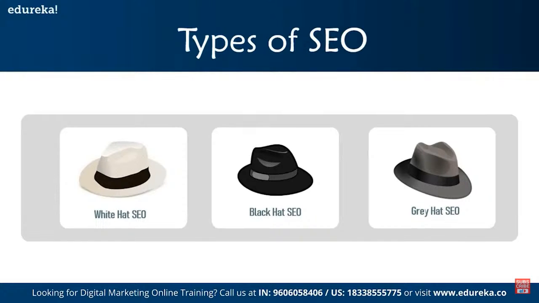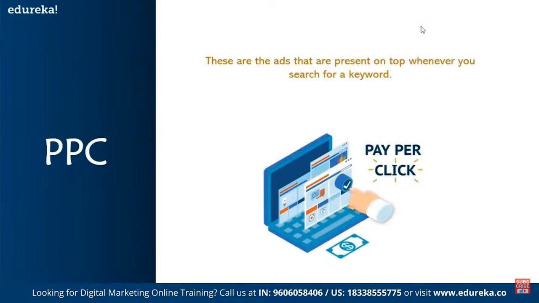So that brings us back to the introduction on SEO. Let us look at PPC or pay per click. Now, pay per click, these are ads that are present on top whenever you search for a keyword. As the name says, it stands for pay per click, and an advertiser or marketer pays when a user or a visitor clicks on the ad. One of the most widely used PPC campaigns are based on search. This is also called search engine marketing or SEM.